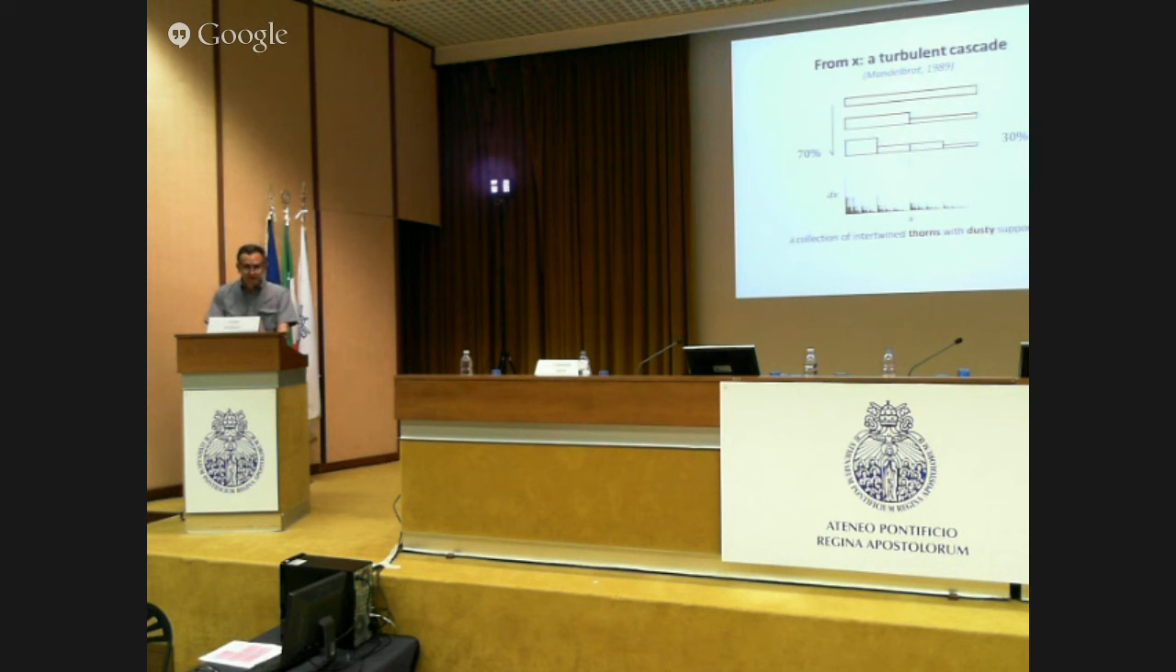This process generates a cascade that eventually leads to the object shown below, which, as seen, contains thorns arranged by layers, spikes that are so sparse that they are supported by dust.